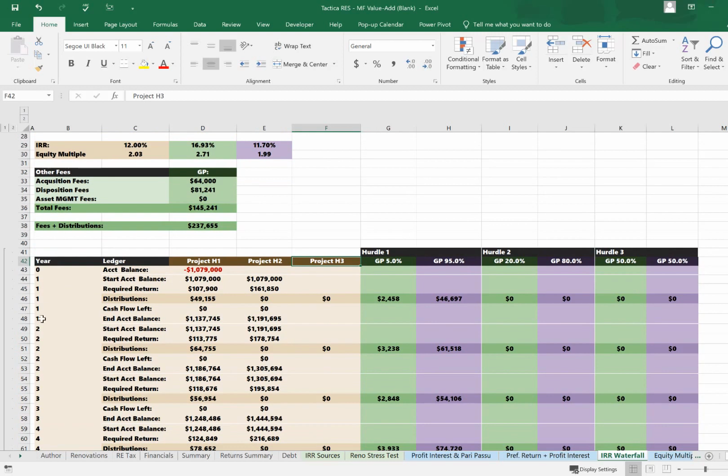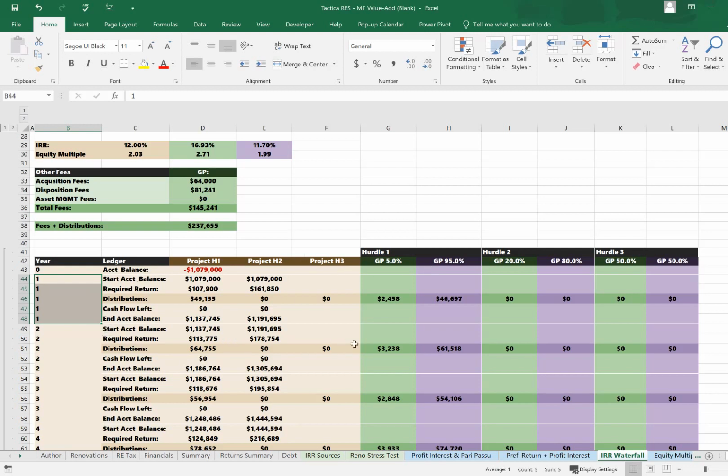As you work down through the years, there's going to be 5 rows dedicated to each year. There's a starting balance, a required return, the actual distribution, the cash flow left over, and then the ending account balance. As you work down through the years, you also need to work to the right to see what's going on with the hurdles. Typically, you're only going to get beyond hurdle 1 if there's a capital event, such as a refinance or a sale of the property.